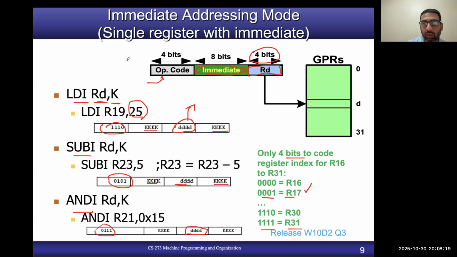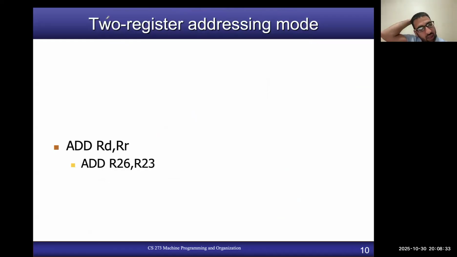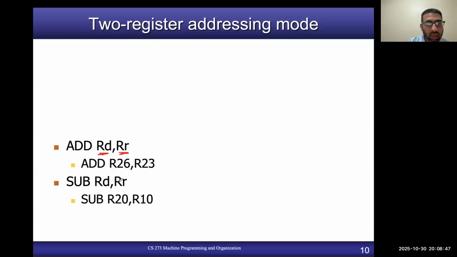Any questions? Okay. The next addressing mode is two register addressing mode. So this is the case. This addressing mode is used in the instructions which have two registers as operands, right? For example, the add instruction uses one source operand and another destination operand. Both are added together and the result is put back in the destination register.